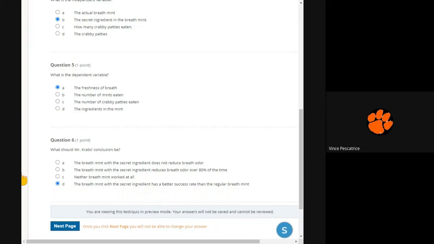And that's what we just talked about here. So the success rate of group A is 60%. 60% of the people said that it worked. And in group B, 20% said it worked. So it did have a better success rate than the regular breath mint.